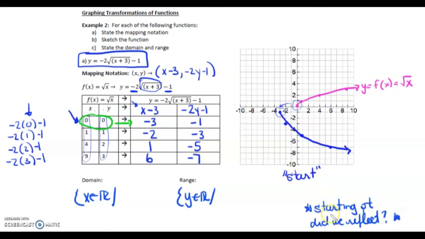Okay, two things we want to focus on for domain and range. Our starting point for the x is -3, but this time we're increasing to infinity because we can see this arrow. So x is going to be greater than or equal to -3. Our y value starts at -1, but this time we reflected, so the y is going to go down to -infinity. So y is going to be less than or equal to -1.